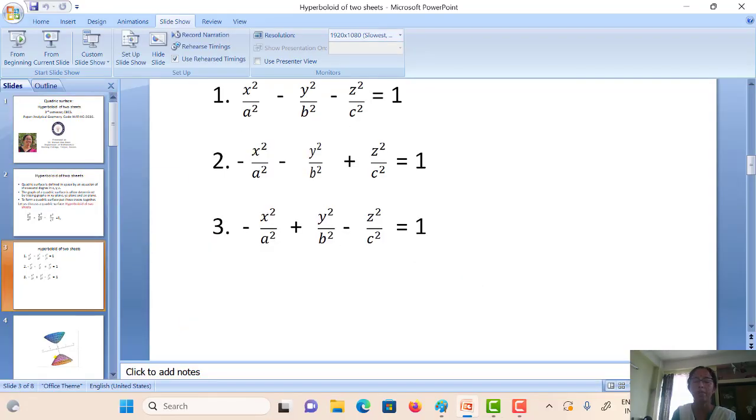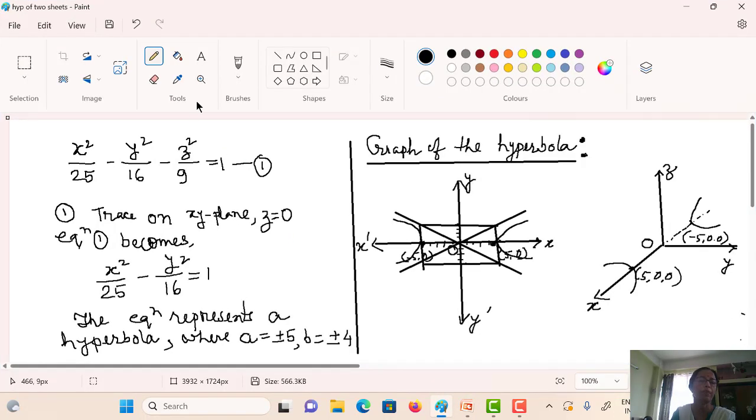Okay, so now we are going to try to draw the hyperboloid of two sheets by using the three traces, with the help of an example. Let it be x square by 25 minus y square by 16 minus z square by 9 equal to 1. Let it be 1. So the first case, we are going to trace this hyperboloid of two sheets on the xy plane. On the xy plane z is 0. Therefore this equation 1 becomes x square by 25 minus y square by 16 equal to 1.